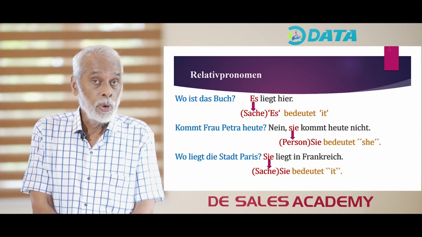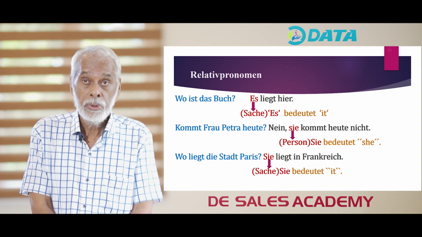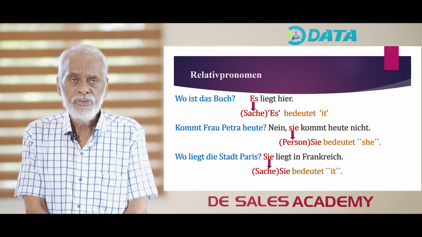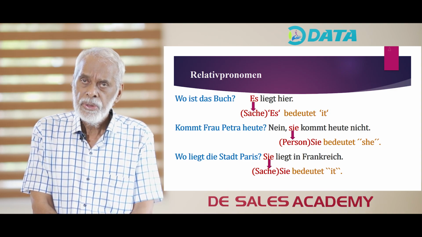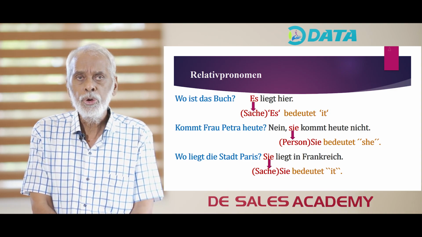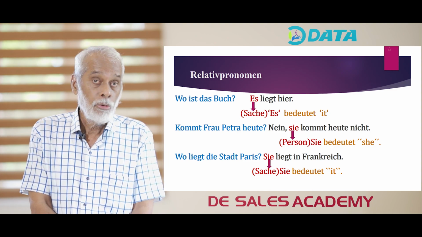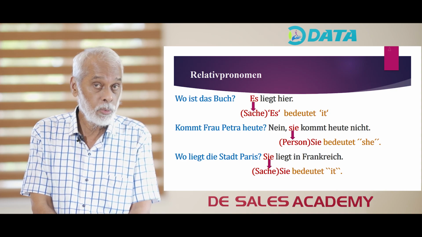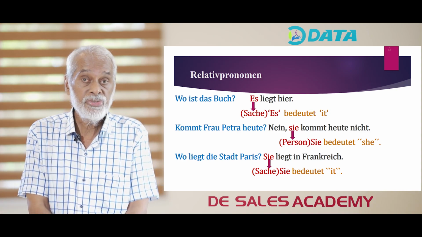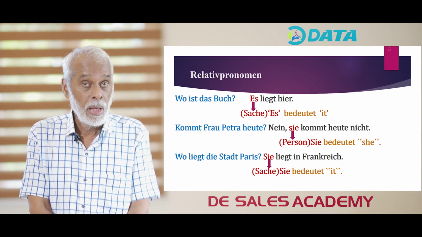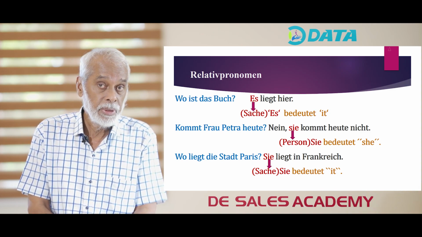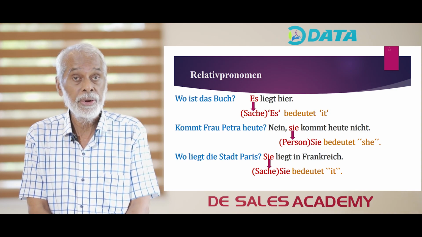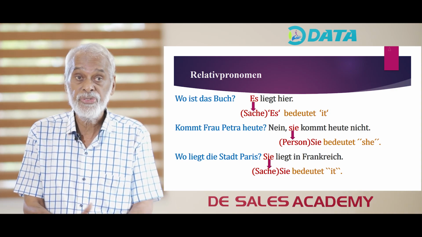Another question, kommt Frau Petra heute? Nein, sie kommt heute nicht. Again, sie is a person, and here sie bedeutet she. Wo liegt die Stadt Paris? It is die Stadt, a feminine noun. So in the answer, sie liegt in Frankreich. But sie is no more a person here, it is a thing. So you have to say, it lies here. It lies in France.